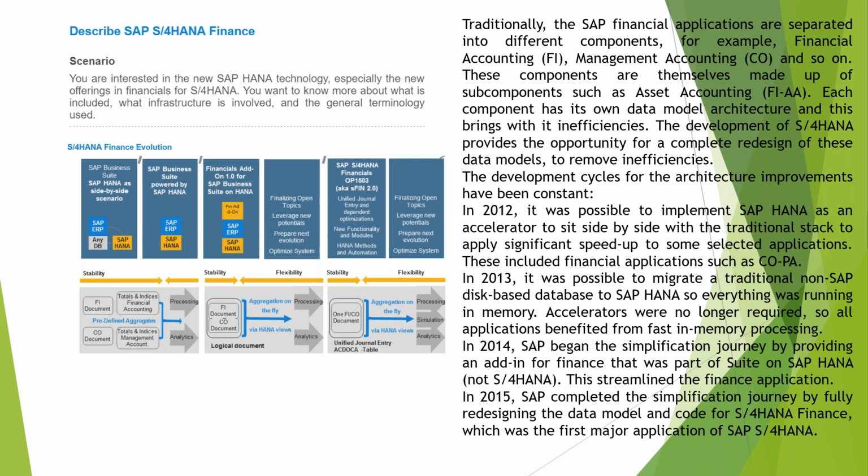So if you see, traditionally in the SAP financial application, there are different components, right? We have financial accounting, we have CO and different components, like your asset accounting, everything, right? So this is how your traditional SAP financial application was previously defined. Each component has its own data model or architecture.